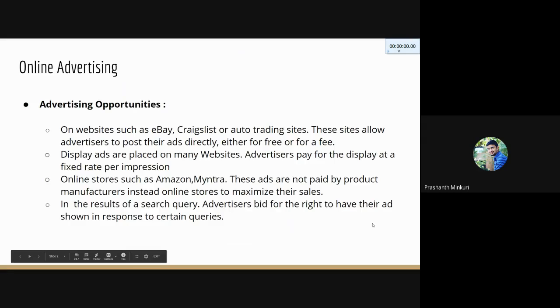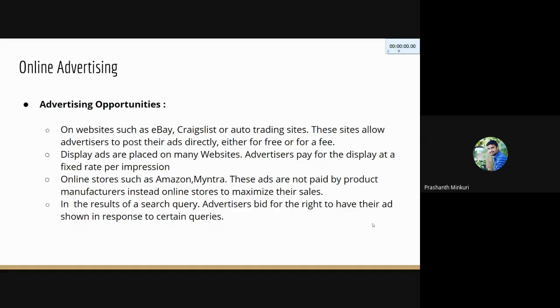per impression. So impression is where the user clicks on the ads. Online stores such as Amazon, Myntra, Best Buy: here the ads are not paid by the manufacturer of the products but by the stores to maximize their sales of the products. Ads are also placed in the search results. Advertisers bid for the right to display their ads based on the search results.